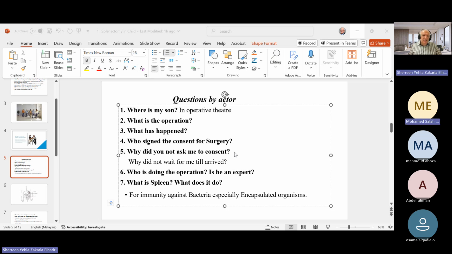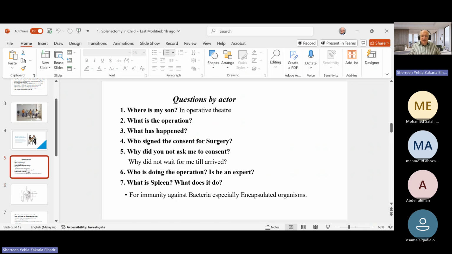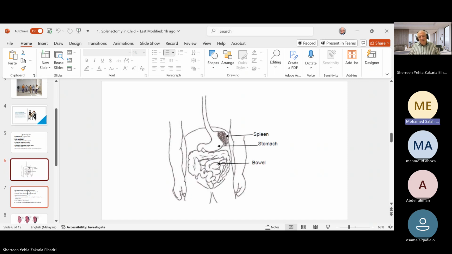What is the spleen? You said remove the spleen. The spleen is an organ at the left side of our tummy. What does tummy mean? Abdomen. You mean abdomen. So you can draw it simply like this. It is on the left side. What is the function of this spleen? It gives immunity against infection and bacteria.